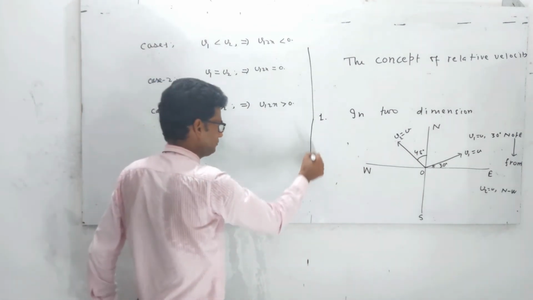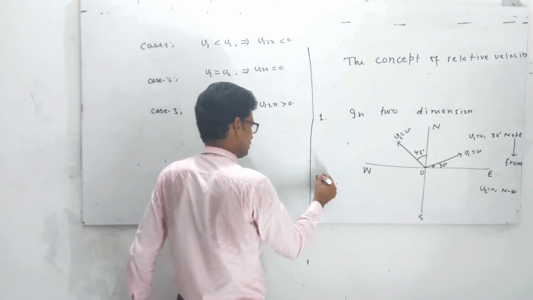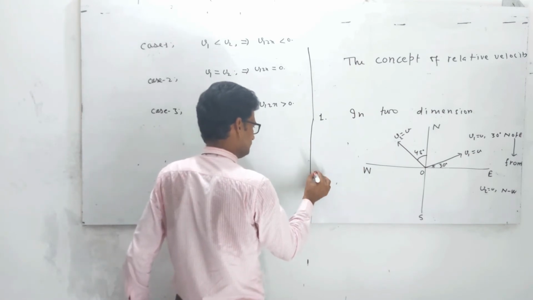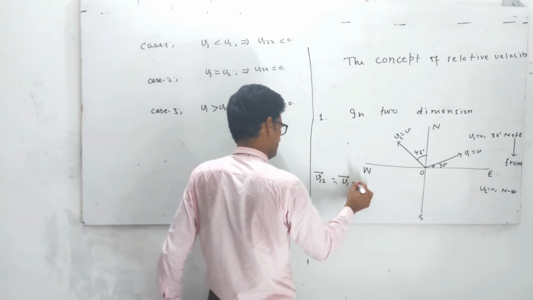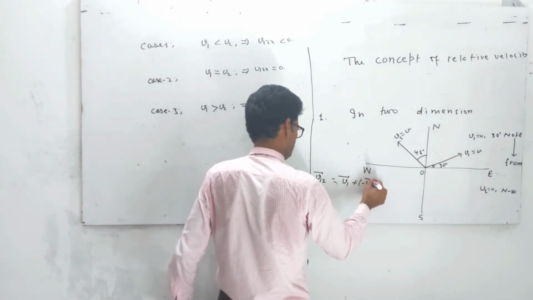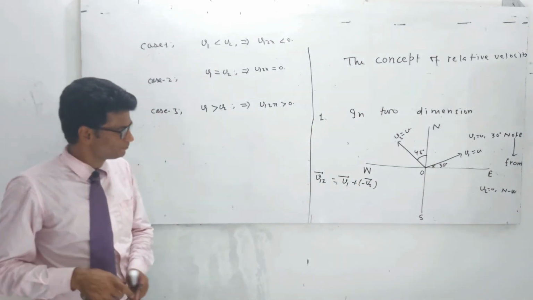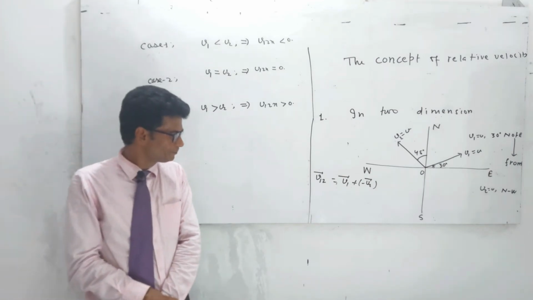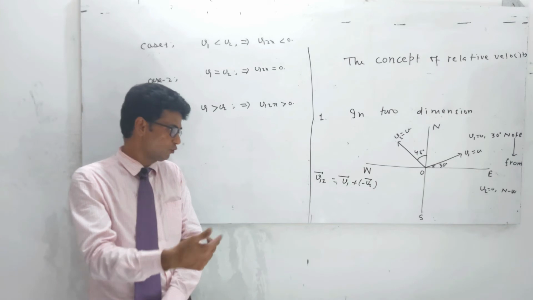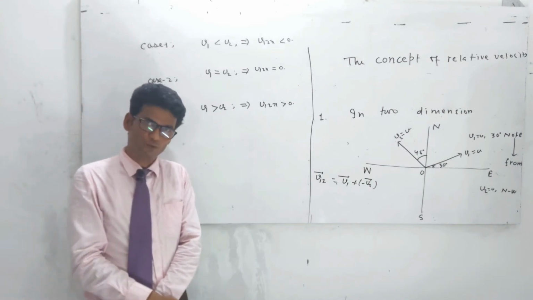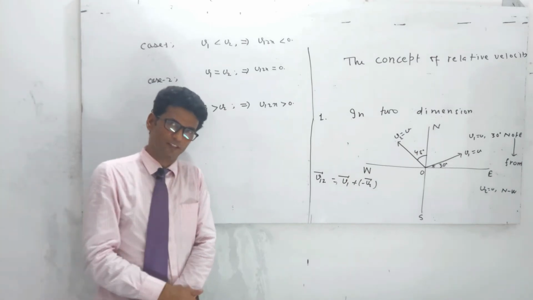Now we have to find the velocity of 1 with respect to 2. This is by definition v1 minus v2. Now we have two methods to find the velocity of 1 with respect to 2, that is, the relative velocity of 1 with respect to 2. Firstly, by the special method of two vectors.